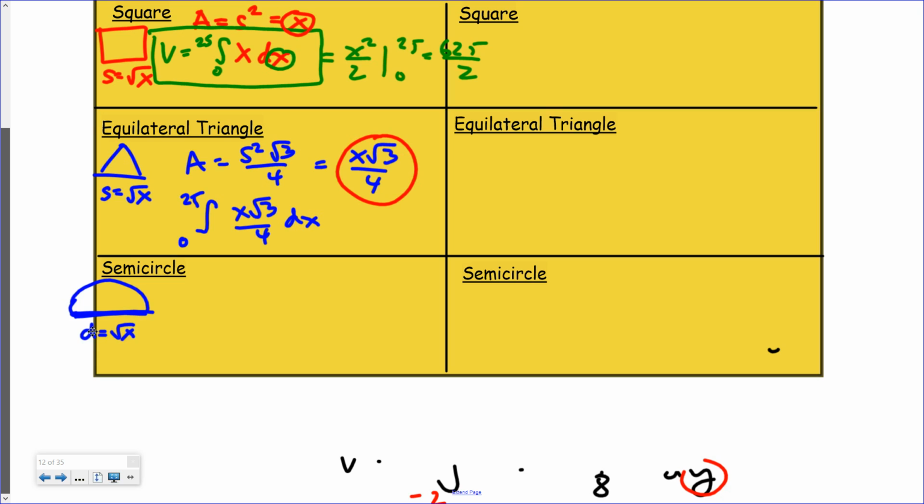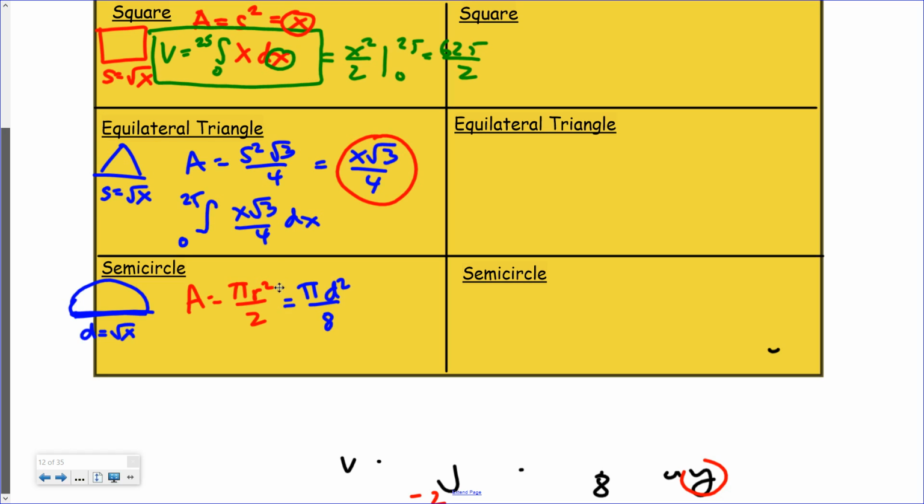So the diameter is square root of x, but what I need to do is figure out the area of this thing. Then I multiply by dx, and that's the volume of one of these things. So let's go ahead and figure out the area of one of these things. Now, the area of a semicircle is pi r squared over 2. I've taught this for many years, and I just want to tell you to memorize pi d squared over 8 for a semicircle.